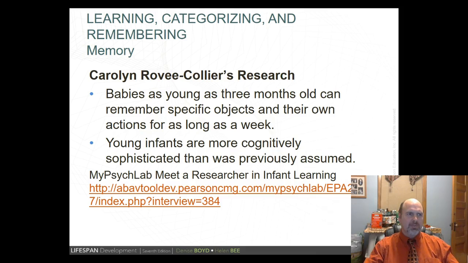Carolyn Rovee-Collier's research basically studied memory in babies. This 3-month-old baby in one of Rovee-Collier's memory experiments will quickly learn to kick her foot in order to make the mobile move. So there's a baby with a foot tied to the mobile, and the baby learns, hey, I kicked my foot and the mobile moves. Now several days later, they tied that foot to the mobile again, and the infant remembered this connection between kicking and the mobile. So what does that prove? Newborns appear to be able to remember days after.